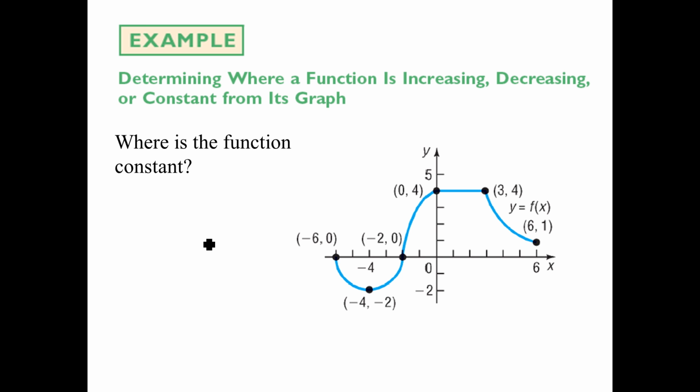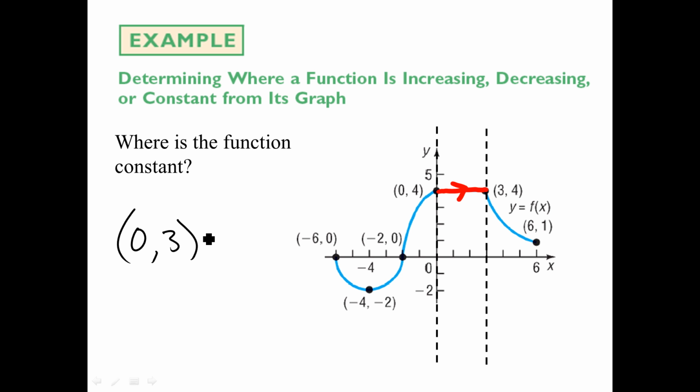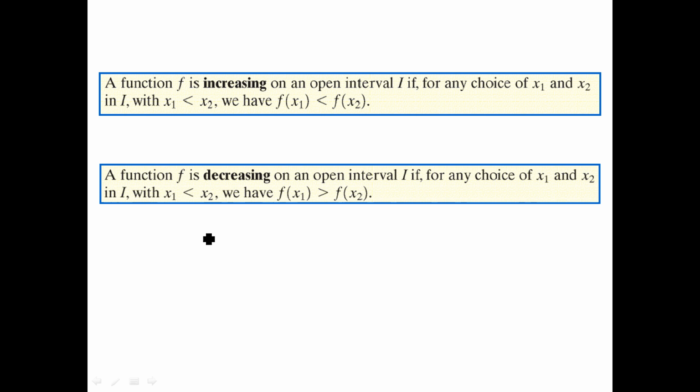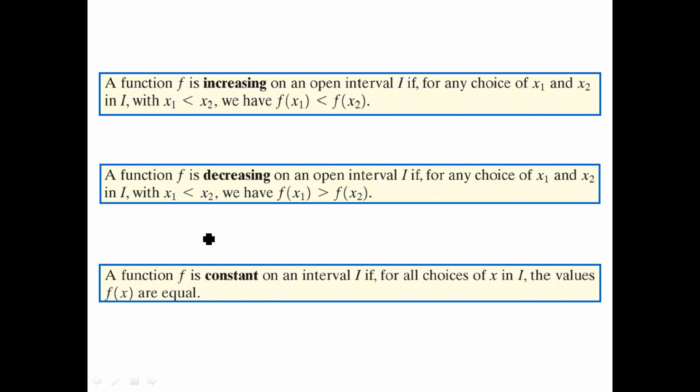All right, last one. When is the function constant? Right there. So that's going to be from an x value of 0 to an x value of 3. And then every part of the graph is taken care of. All right, so here's the definitions that we just talked about. You can pause it and get those down if you choose, if you haven't already gotten a good definition for increasing, decreasing, and constant of a function.